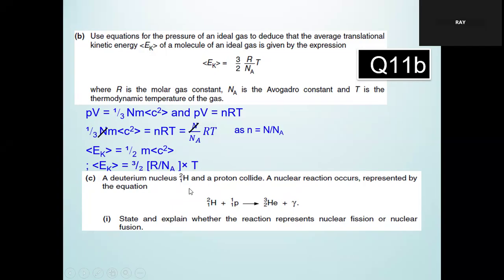A deuterium nucleus and a proton collide. The nuclear reaction that occurs is represented by the equation. They can combine.